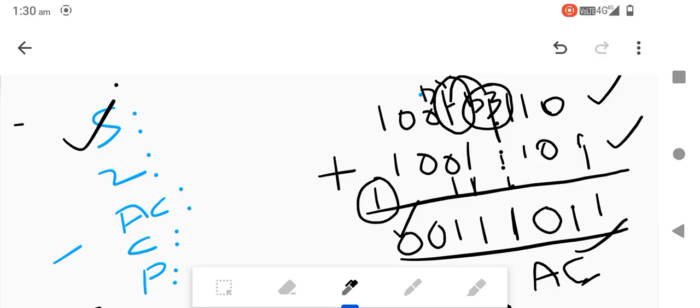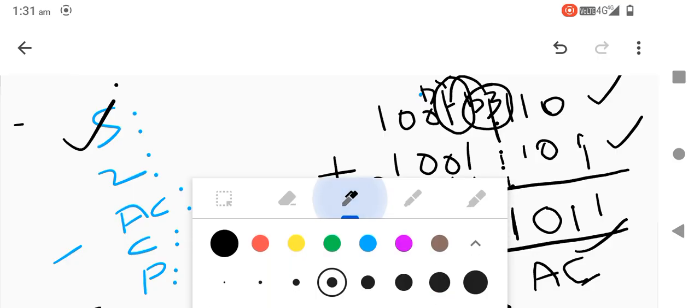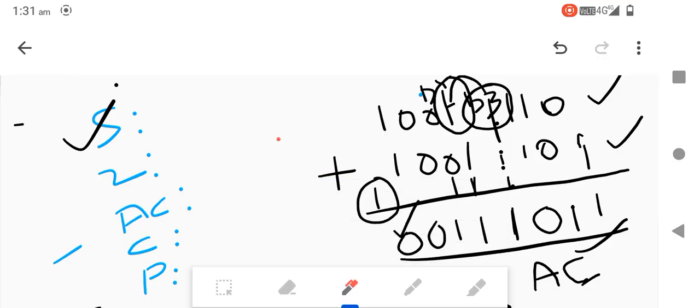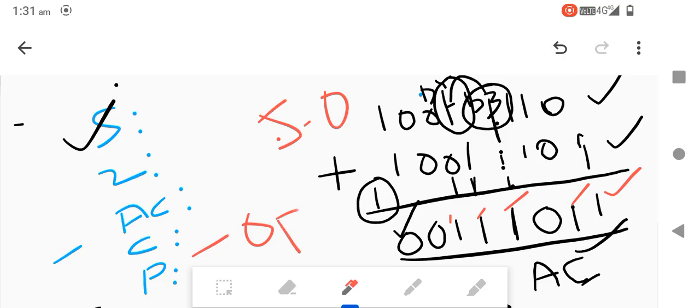Parity flag. Parity is defined by the number of ones present in the accumulator. After arithmetic or logical operations, if the result has an even number of ones, even parity, the flag is set. If the parity is odd, the flag is reset. So after performing the arithmetic operation, you have to count the number of ones. So this is 1, 2, 3, 4, 5. So 5 is an odd number, so our parity is odd parity.